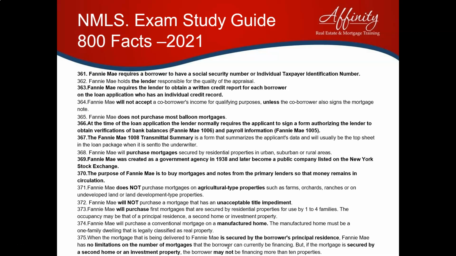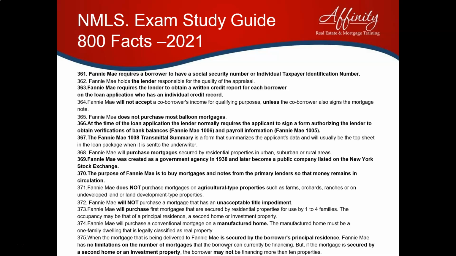Fannie Mae will purchase mortgages secured by residential properties in urban, suburban, and/or rural areas. Fannie Mae was created as a government agency in 1938 and later became a public company listed on the New York Stock Exchange. The purpose of Fannie Mae is to buy mortgages and the notes from the primary lender so that the money remains in circulation.